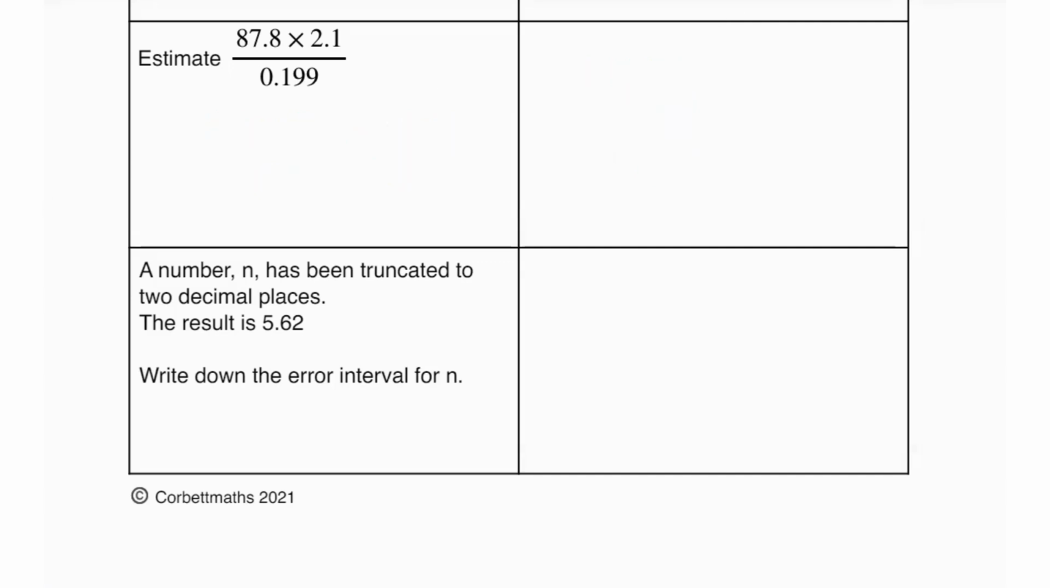And the next one says, a number n has been truncated to 2 decimal places. The result is 5.62. Write down the error interval for n. So if it has been truncated to 2 decimal places, the error interval is going to be 5.62 to 5.63. 5.62 will be included in the range because that is what the number is. It can't be less than 5.62, but it can be greater than it. So it's going to be between 5.62 and 5.63.